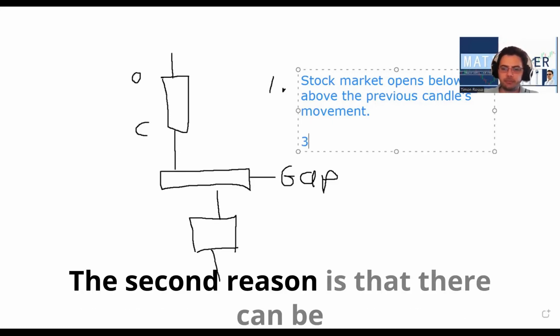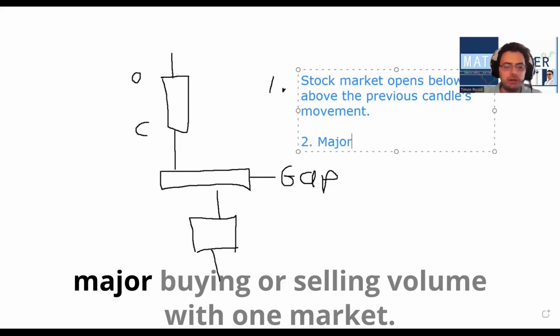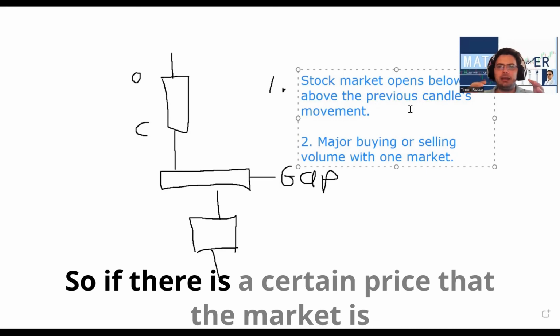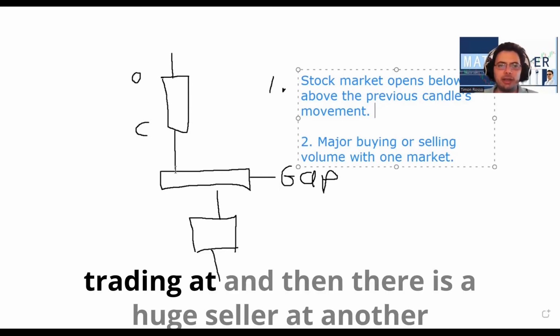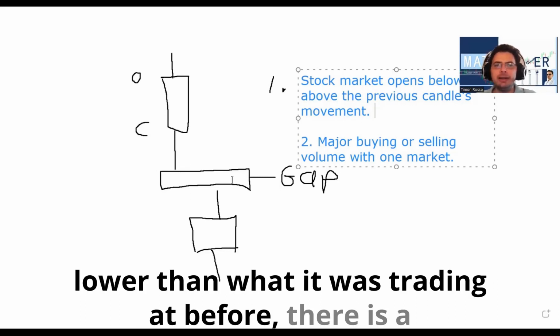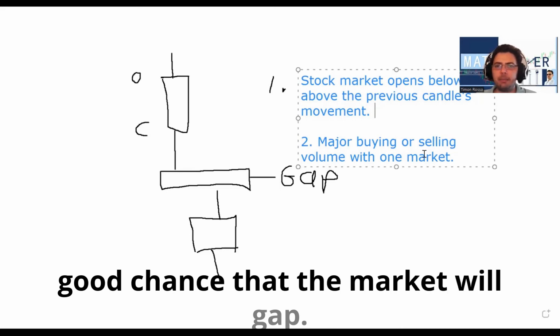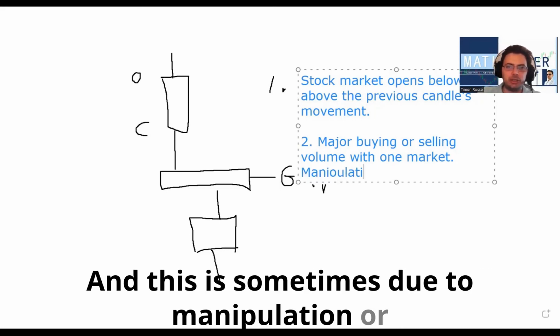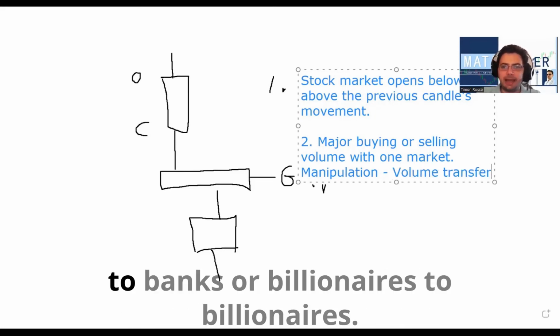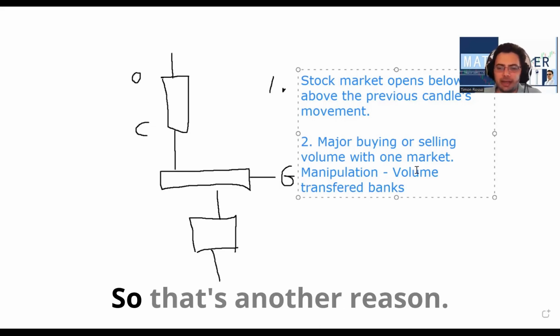The second reason is that there can be major buying or selling volume in one market. So if there is a certain price that the market is trading at, and then there is a huge seller at another price, and they are willing to sell at a price lower than what it was trading at before, there is a good chance that the market will gap. And this is sometimes due to manipulation, or volume being transferred from banks to banks or billionaires to billionaires. So that's another reason.